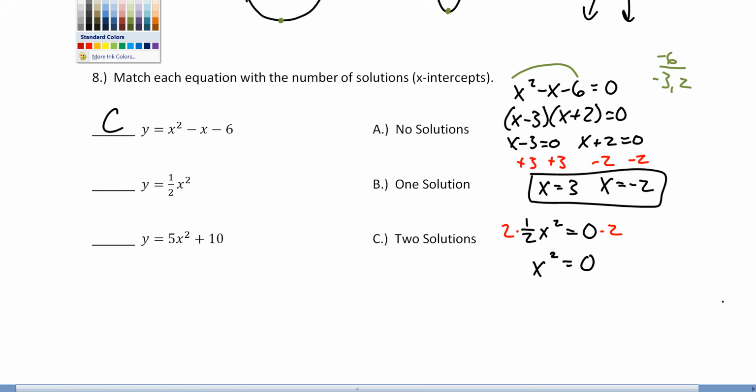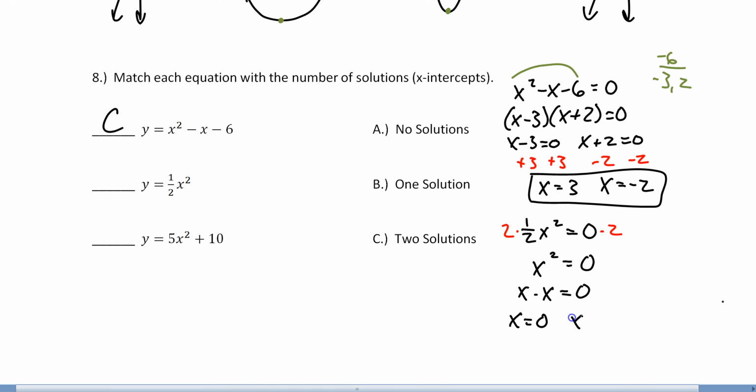Or I can just kind of think of it in factored form. Again, solved by factoring, this is x times x, which is x equals 0. And then I go, oh, x equals 0 and x equals 0. So I get the same answer twice, which means I just get one answer, x equals 0. Okay, so I just have one solution here. So really I'm just solving it and seeing how many answers I get.